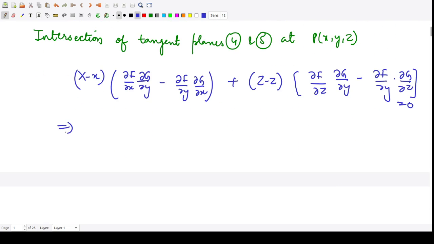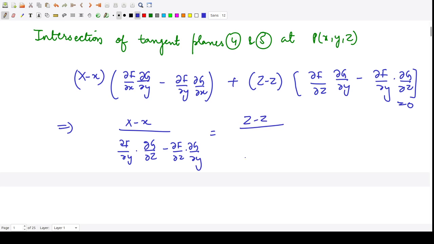So now you could simplify this equation. When you rearrange it, it will be in this form: (x − X) divided by (∂f/∂y ∂g/∂z − ∂f/∂z ∂g/∂y) is equal to (z − Z) divided by (∂f/∂x ∂g/∂y − ∂f/∂y ∂g/∂x).